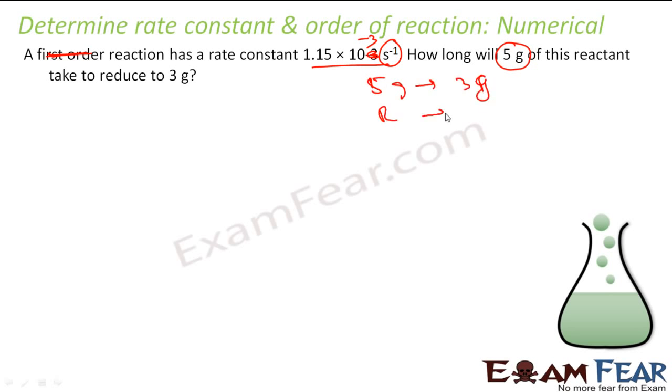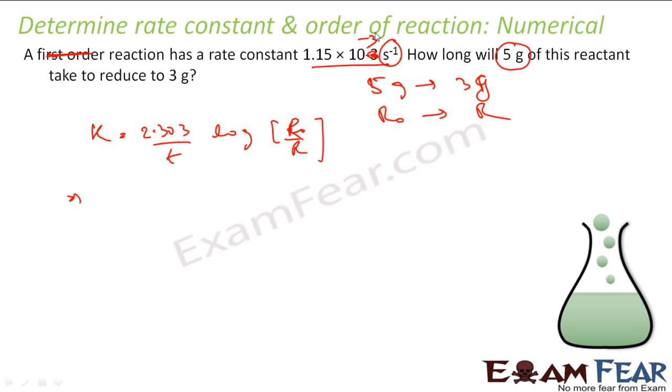So this is my R naught and this is my R. First order equation. Rate constant is given. We have to find time. The formula we know is K = (2.303/T) log(R naught/R). Very famous equation for the first order reaction.